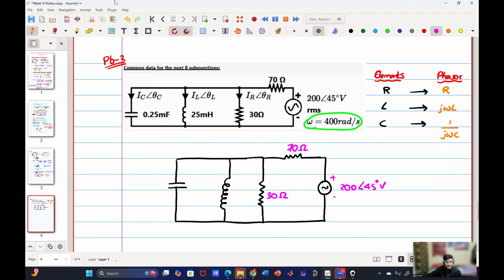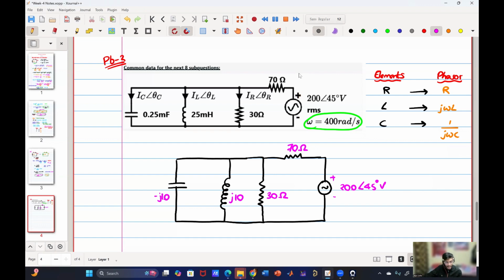Someone has mentioned in the chat L equal to J10. Okay, and C, Shashidhar, you're also following, right? L is J10, C is minus J10, R equal to 70 and 30. Gyanendra, very good. And Shashidhar, are you following? So this will be J10 and this will be minus J10. Very good.